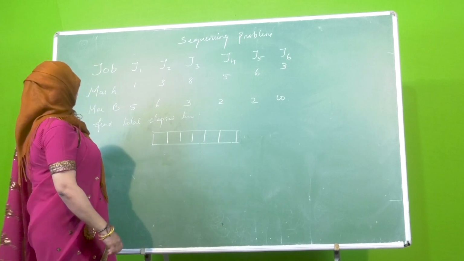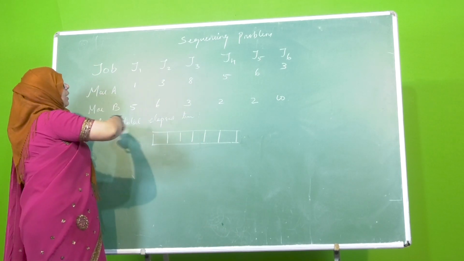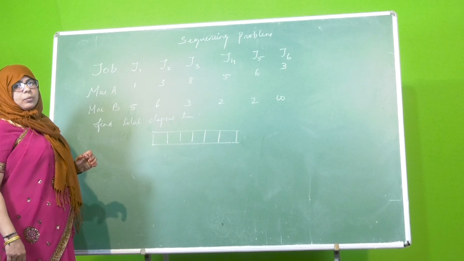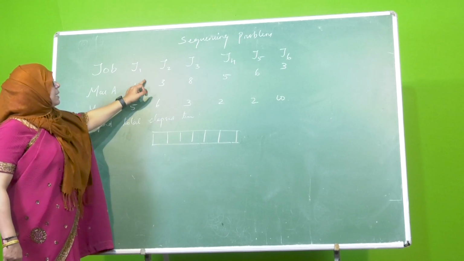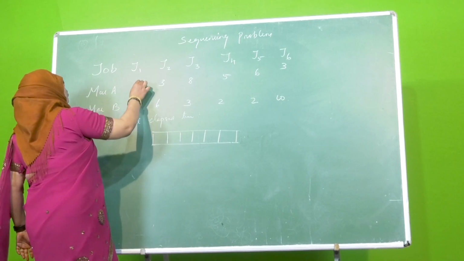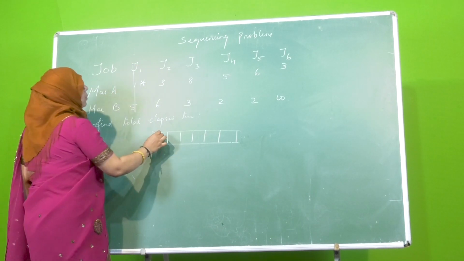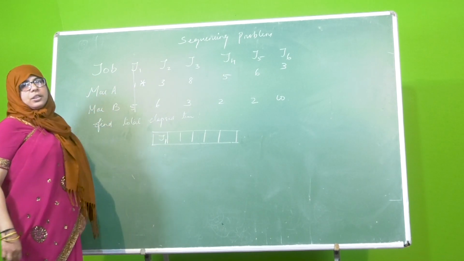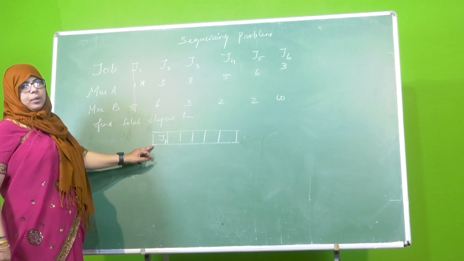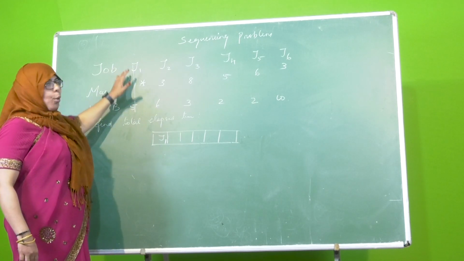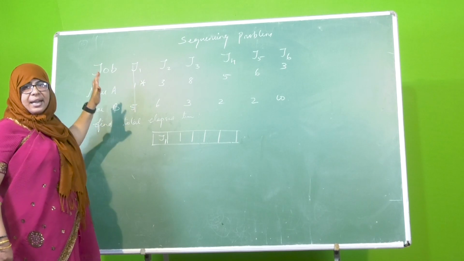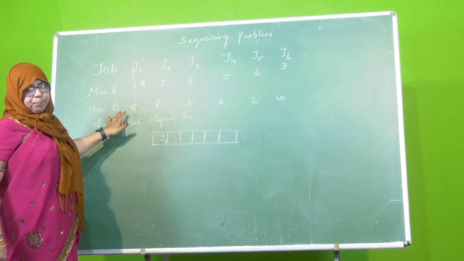So what is the least element in the given problem? Yes, the least number is 1, in machine A. So you have to write the job J1 on the left side, and you have to cancel both the elements in machine A and machine B.